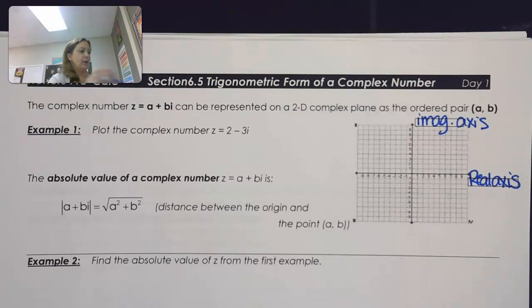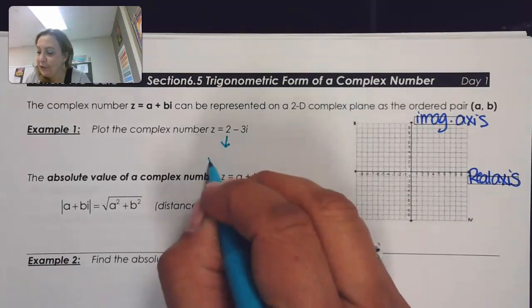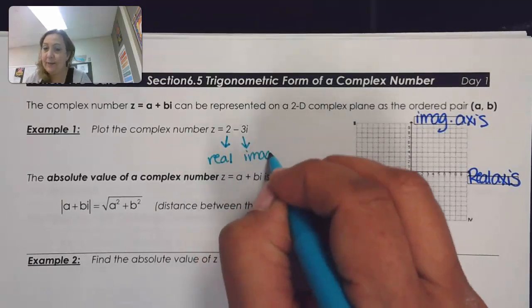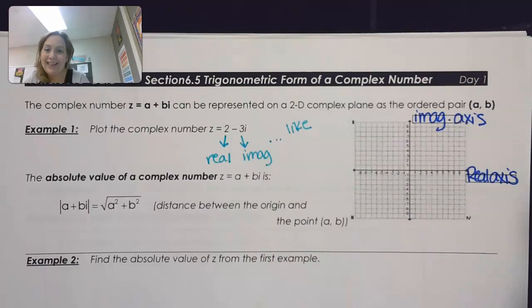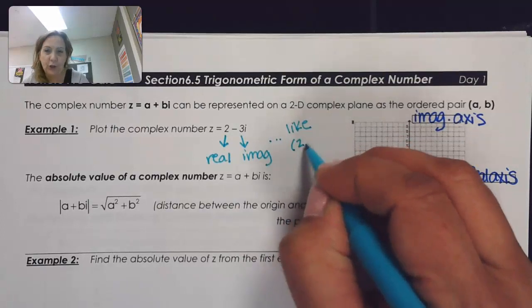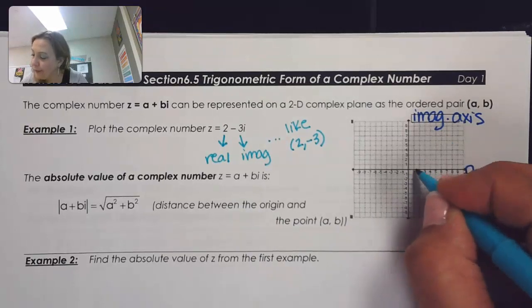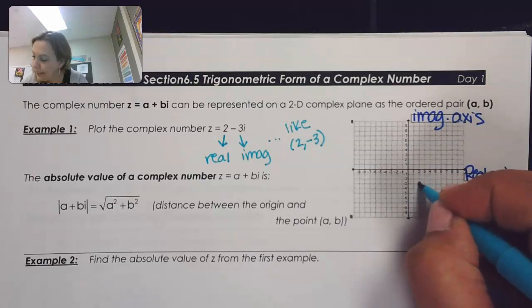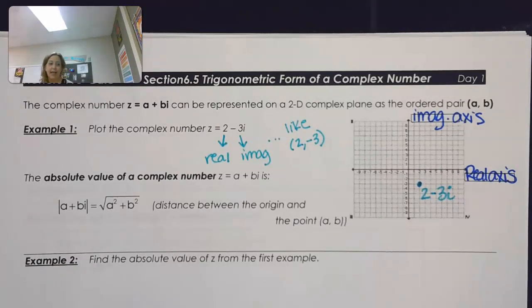Let's take this example where we're just going to plot the complex number z, and that's 2 minus 3i. Again, this 2 is the real part, and this negative 3i is the imaginary part. On our complex plane, that's going to be like plotting the point (2, -3). We would just go over on the real axis 2, and on the imaginary axis negative 3, plot a point right here, and that is where 2 minus 3i is.